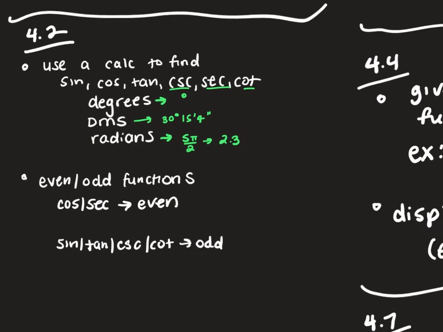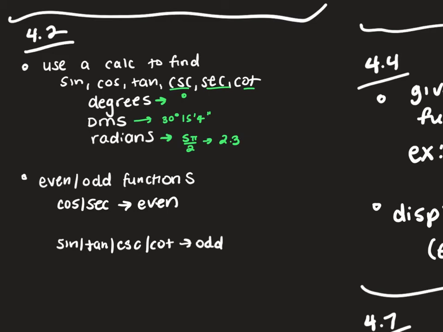Also on tomorrow's part from 4.2 is even and odd functions. So remember, cosine and secant are even, which means even if you change the sign on the angle, the trig value does not change signs. And then the sine, the tangent, the cosecant, the cotangent are all odd.